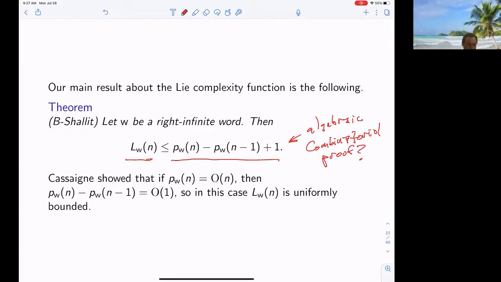And the important point is that Cassaigne showed this very nice result, that if the Lie complexity function is big O of n, then the differences are bounded. So this shows that LW of n is uniformly bounded for words of linear factor complexity. So this is sort of the result. And this will be relevant when I talk about Jeff using Walnut and things to get automaticity.